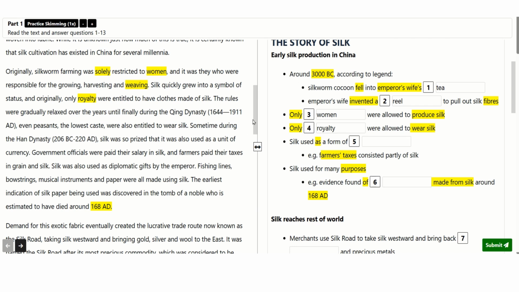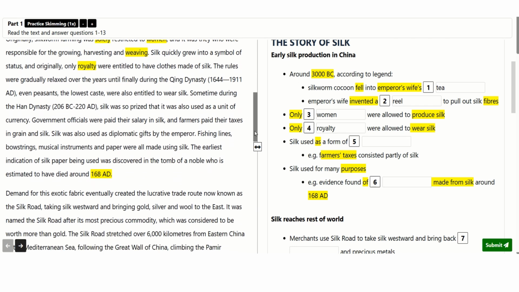First, we need to find the fifth answer. Silk used as a form of dash, but if you see here they have the example farmers' taxes, so we can easily find the location. The year, finally this and that, peasants, so these are farmers, lowest caste were entitled to wear. No, later on they were entitled to wear, but in the starting it was royalty only.